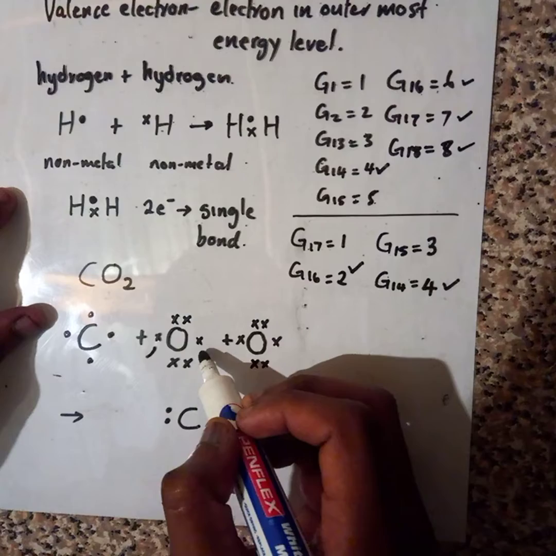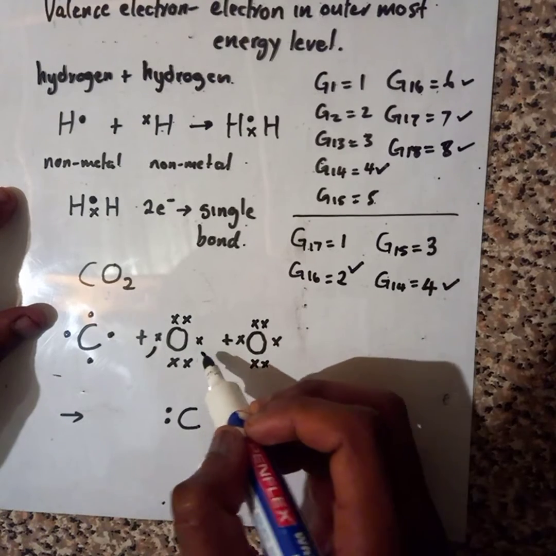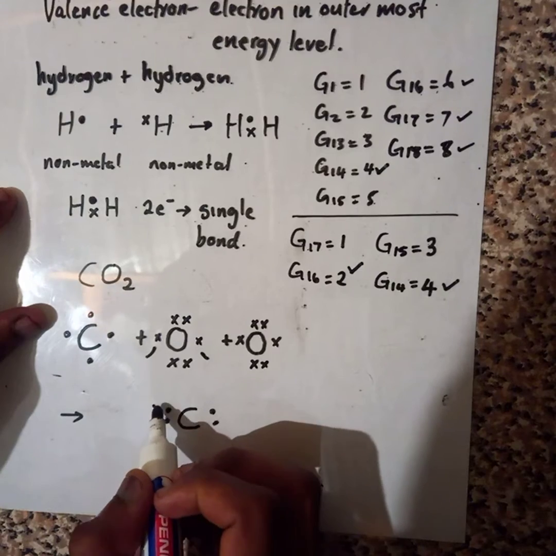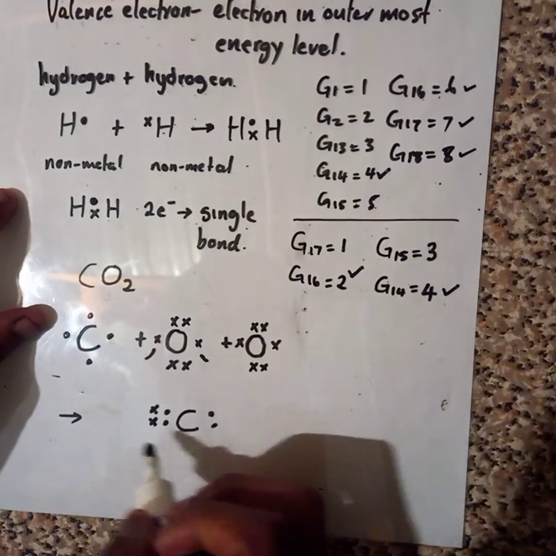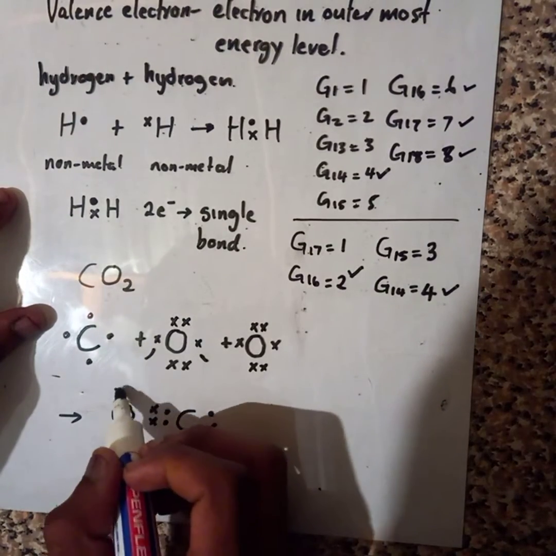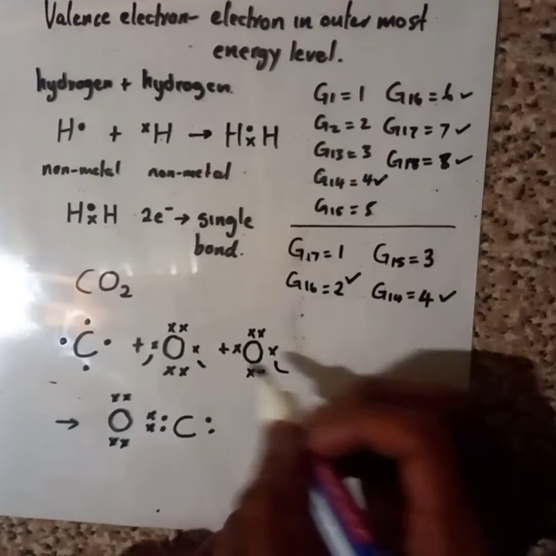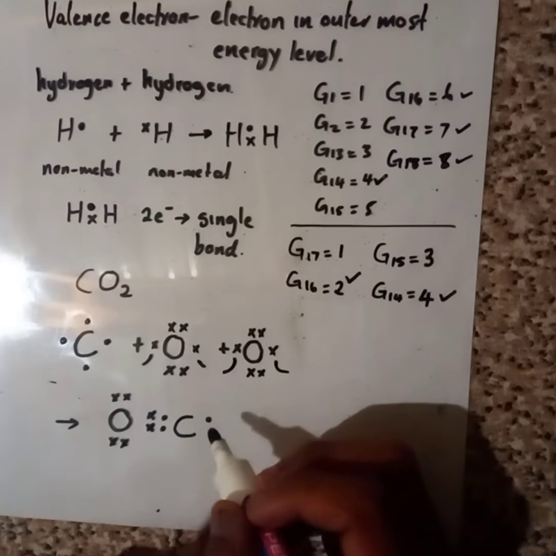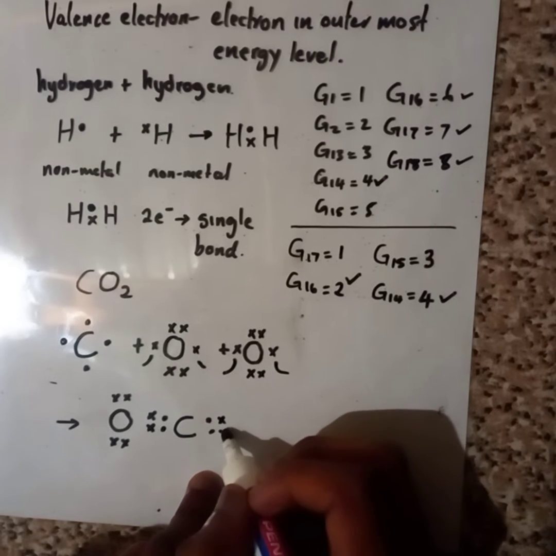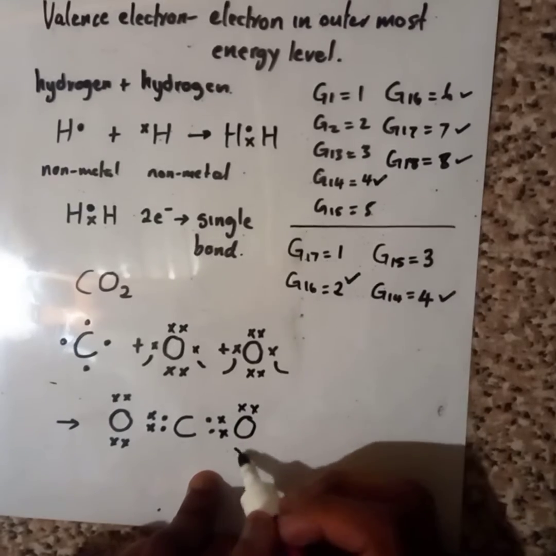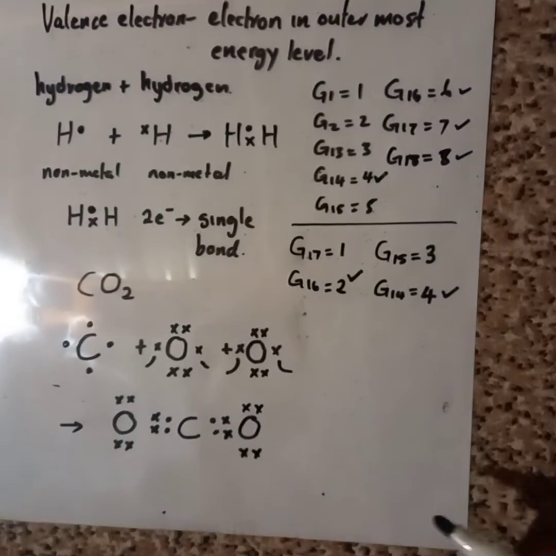I have 2 unpaired, you see, electrons. Then they will come and join up with this one. Then I'm going to have something like this. Same applies. These unpaired electrons, they will join up with this carbon over here. At the end of the day, I'm going to have something like this.